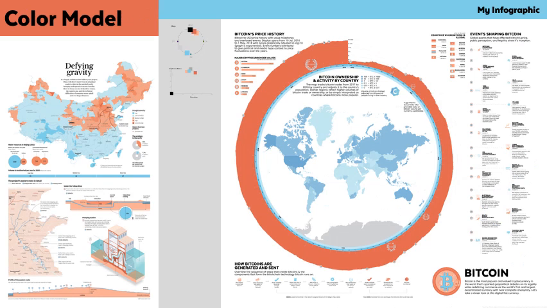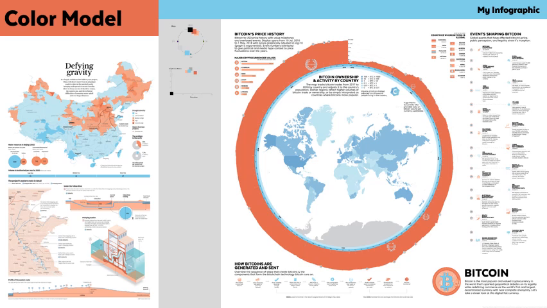The color model I'm trying to emulate is to the left of this page and labeled Defying Gravity. I've emulated this within my own infographic by using the same white background, as well as equal amounts of red and blue throughout the infographic, as well as having all text be black, just like Defying Gravity does.